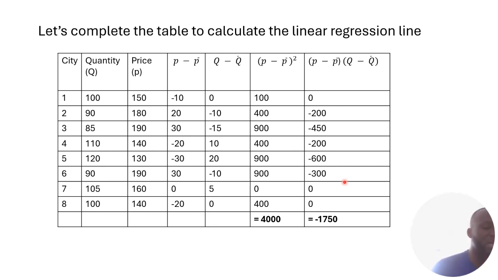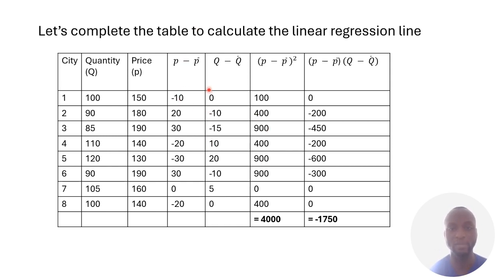Now remember, Q bar, it's 100 plus 90 plus 85, 110, 120, 90, 105, 100. It gives us 800 divided by 8, we got 100. So now that we've established how we got 800 and how we got 1,280, and we divided it by 8 to get 160 for the price and 100 for the quantity. We call this the average quantity, which is 100. Average price, which is 160. Now this is very integral in the next phase.